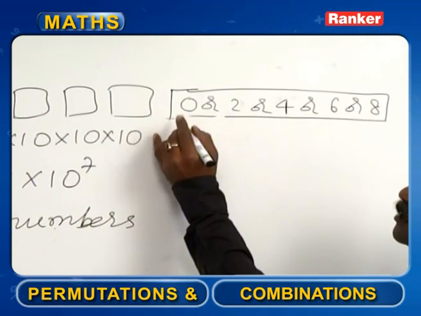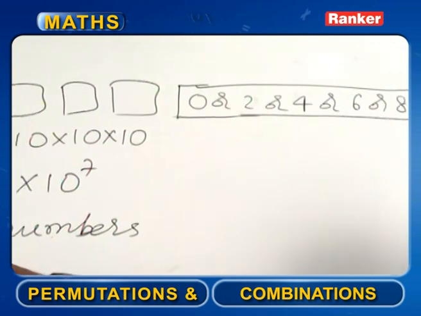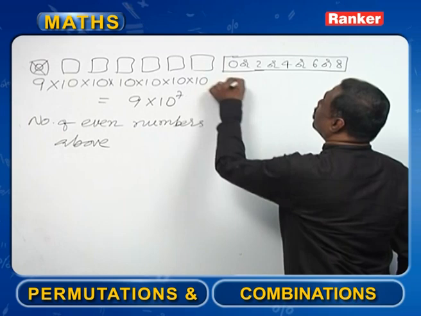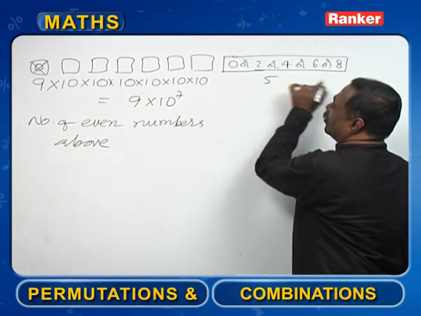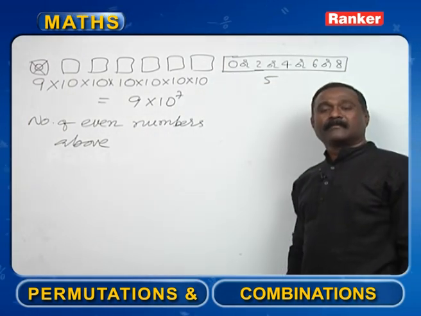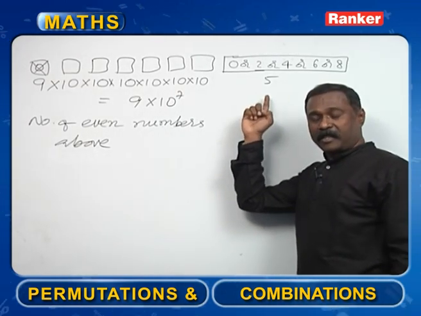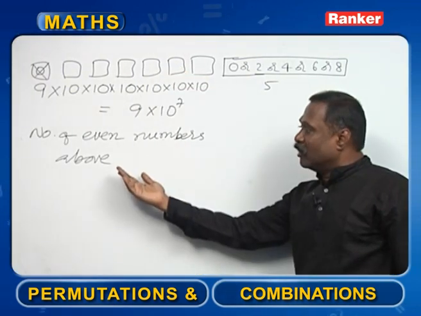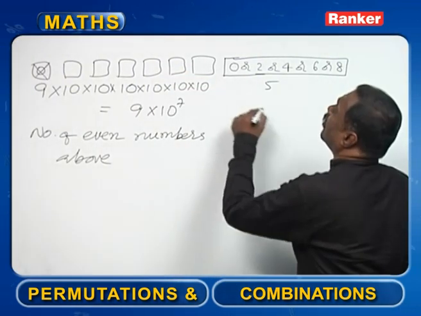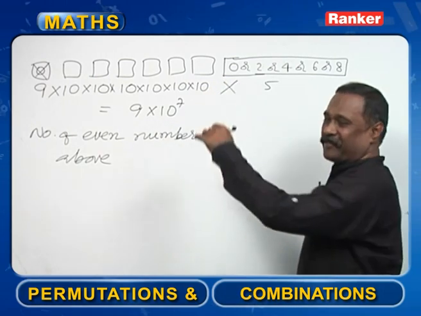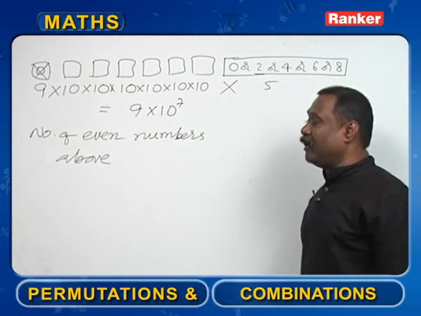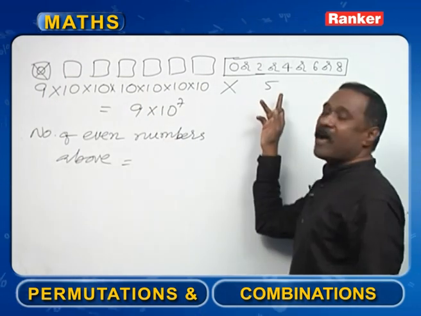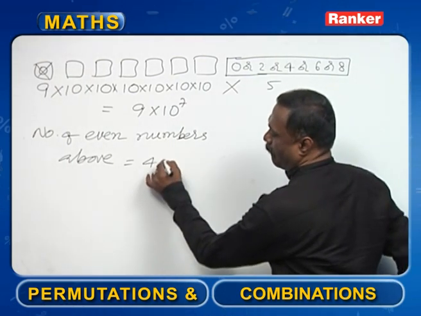Then what happens? If you need the number of even numbers in this case, then this blank place should be filled only with any one of these 5, but not 10. If you fill it with 10, then you will get the total number of 8-digit numbers, but I need only the number of even numbers. That is why I am filling it in only 5 different ways. The number of even numbers will be 9 into 5, 45.